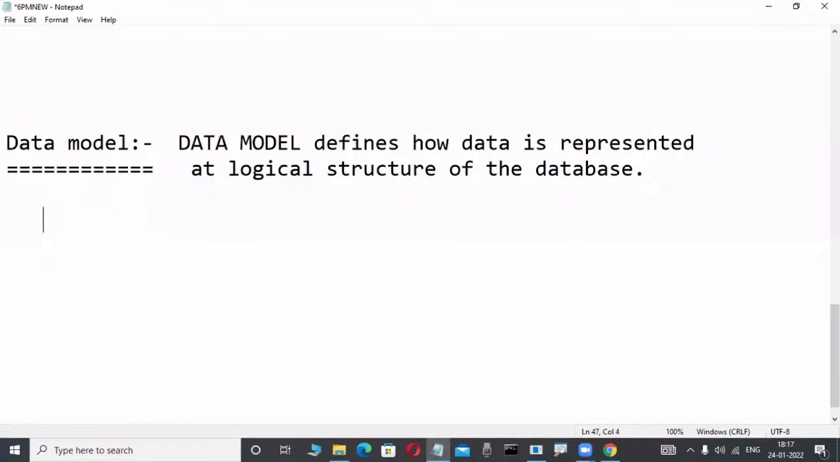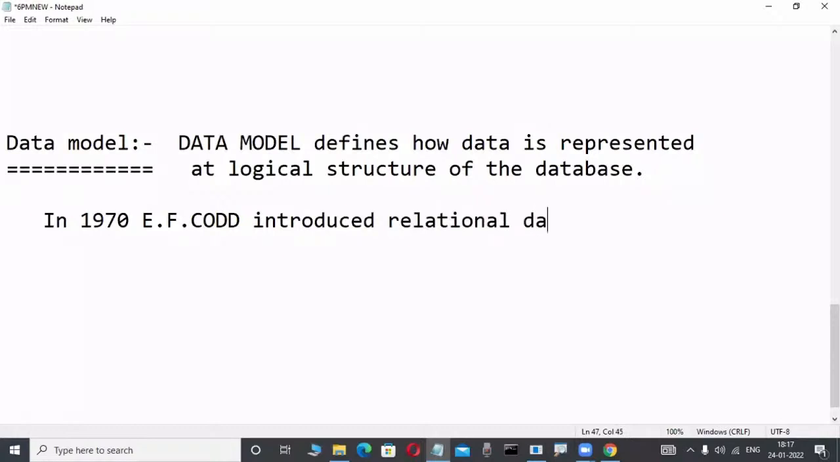Now concentrate. From 1970 onwards, this data model is there. Where Oracle is concerned, we will learn next. First, just roughly observe. In 1970, E. F. Codd introduced the relational data model. Don't write anything down, just observe some new terminology. He is a mathematician who was working at IBM in those days.